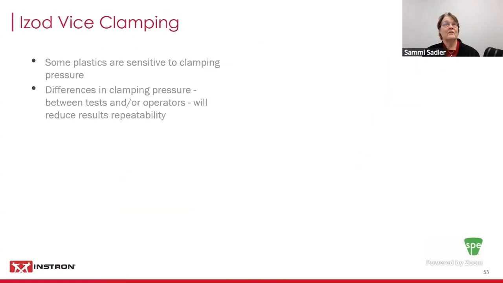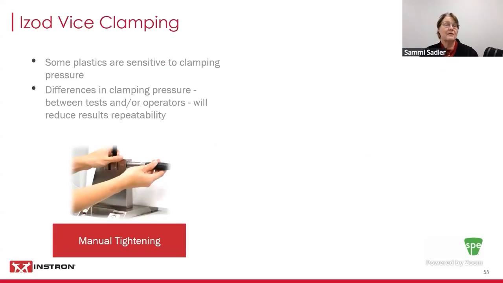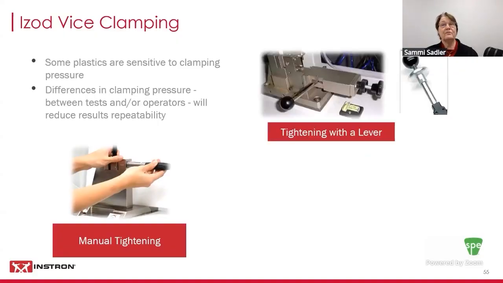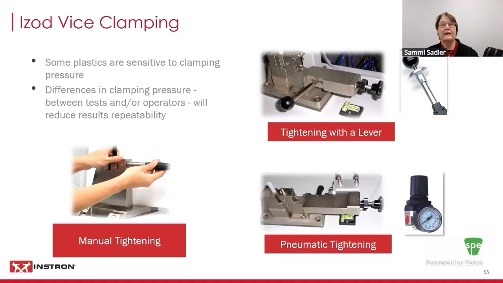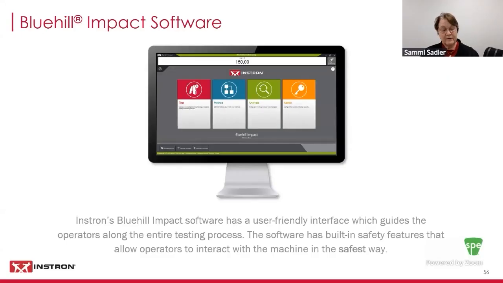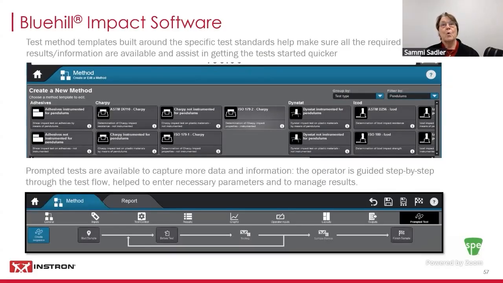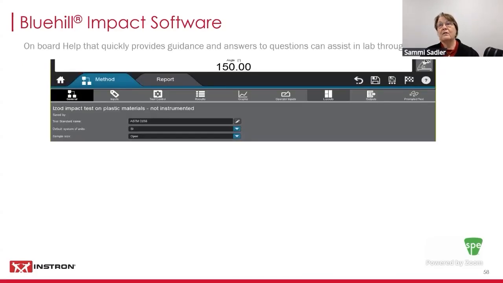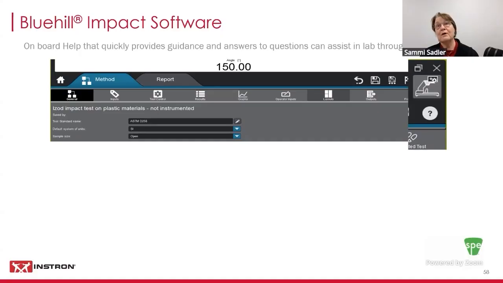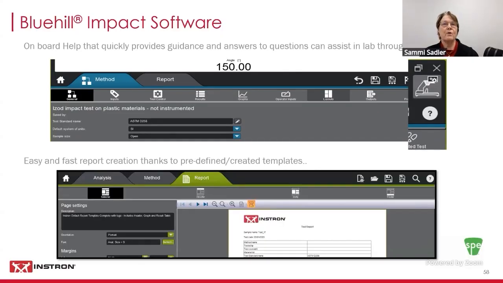Other things to look at: Izod vise clamping. Samples are sensitive to clamping. Manually tightening can introduce variability from operators, so we could look to overcome that by having, say, a lever action where it's defined, or a pneumatic clamp. We can look at adding software. Standalone versions of software can help us. Software that has defined templates or walkthrough testing processes can help get all the data in, as well as anything with onboard help. It also helps the operators with report templates, where you can get them out already defined without having to copy anything from an Excel spreadsheet.